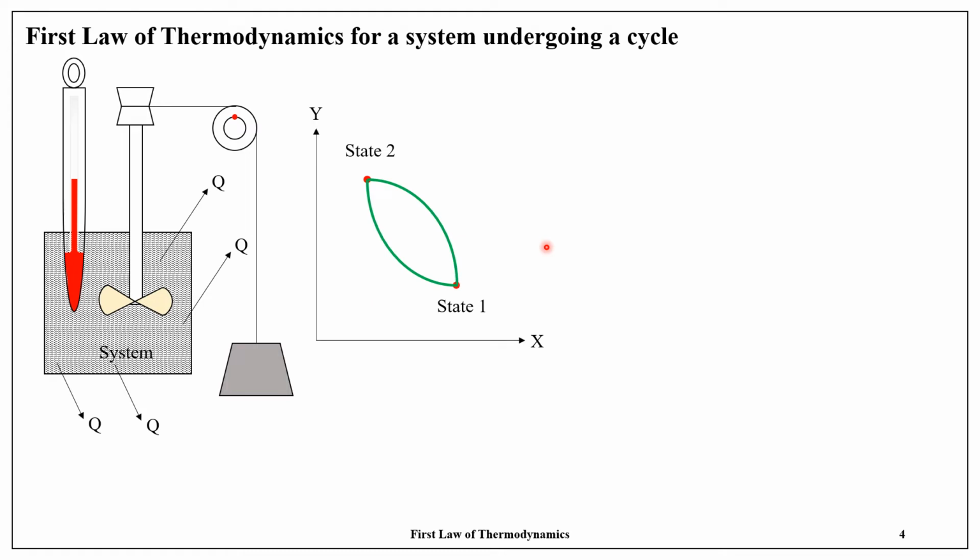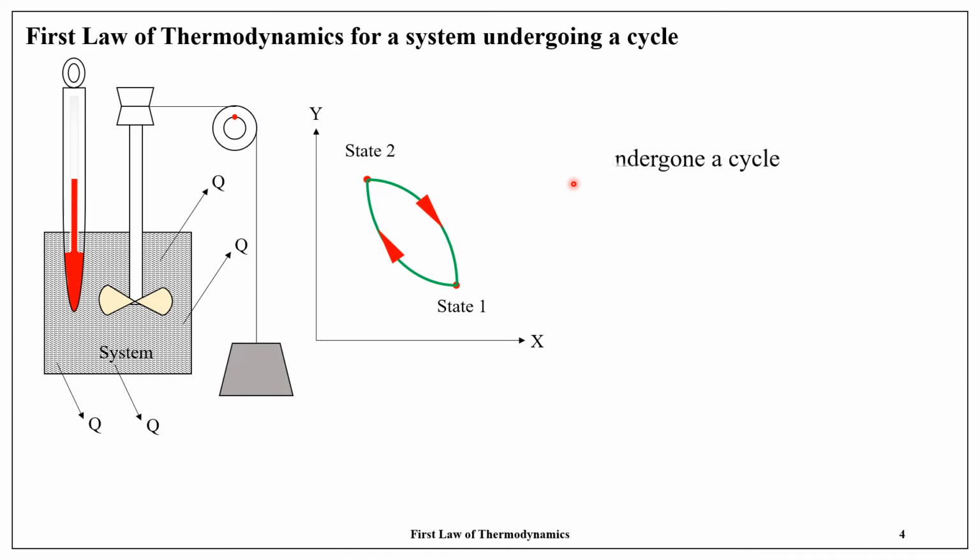And the change of state 1 to 2 and the other change of state 2 to 1 are represented using arrows. So this is 1 to 2, this is 2 to 1. So 1 to 2 constitutes process 1 and 2 to 1 constitutes process 2, and process 1 and 2 together constitute a cycle. The system at state 1 changes to state 2 and it returns to state 1. There are two different parts, two processes. Therefore, the system is said to have undergone a cycle.